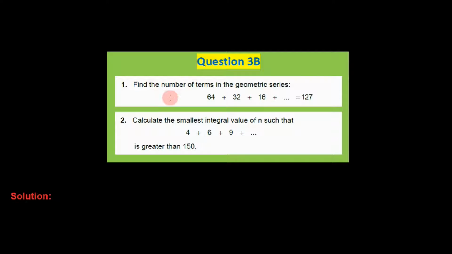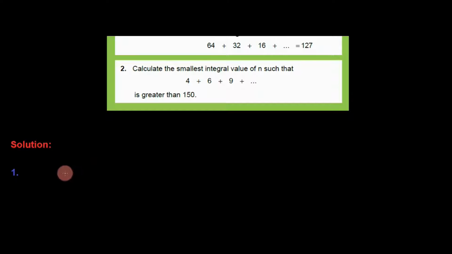Let's look at your answers to this question. In the first one it says, find the number of terms in the geometric series. And we are given the series, and we are also told that it comes to 127. So let's write down what we have and what we need to find.